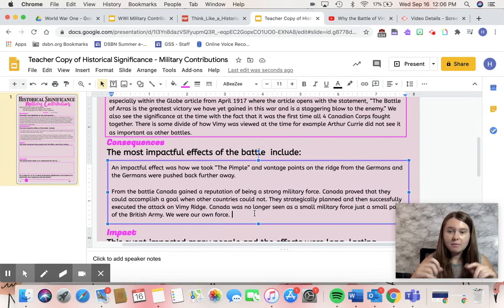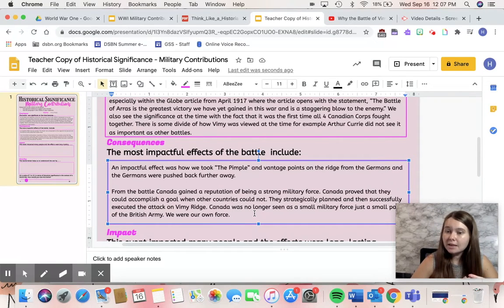But I would say most impactful is that we actually took the pimple, we took the vantage point, so strategically that was an impactful effect for the rest of the war because we held high ground, so looking over on the German territory, which you can read about in the Veterans Affairs article. And then from the battle, Canada gained a reputation of being a strong military force. We were no longer just seen as another branch of the British military. We were our own fighting force.